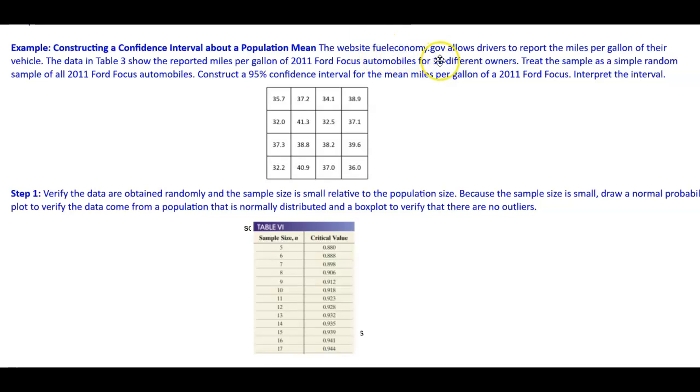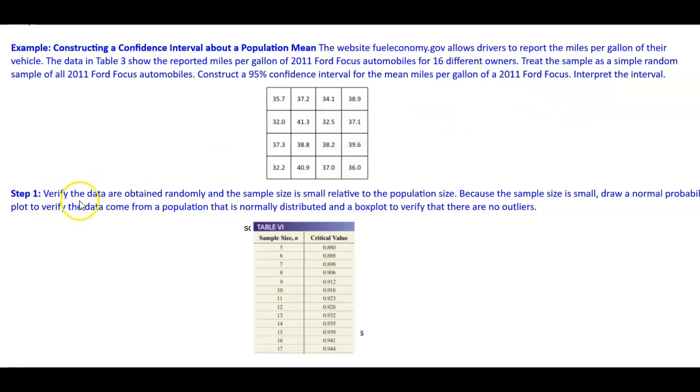The website fueleconomy.gov allows drivers to report the miles per gallon of their vehicle. The data in the table below show the reported miles per gallon of 2011 Ford Focus automobiles for 16 different owners. Treat the sample as a simple random sample of all 2011 Ford Focus automobiles. Construct a 95% confidence interval for the mean miles per gallon of a 2011 Ford Focus and then interpret the interval. So here's the data.